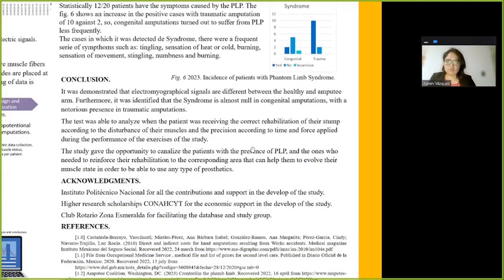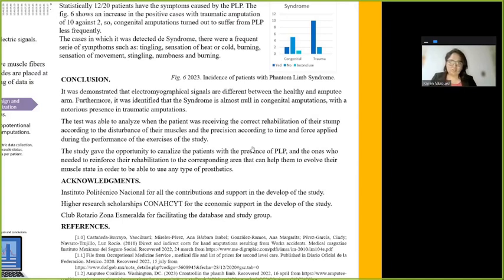In conclusion, it was demonstrated that the electromyographical signals are different between the healthy and the amputated arm. Furthermore, it was identified that the syndrome is almost null in congenital amputations with a notorious presence in traumatic amputations. The test was able to analyze when the patient was receiving the correct rehabilitation of their stump according to the disturbance of the muscles and the precision in relation with time and force that were applied during the performance of the exercises of the study.